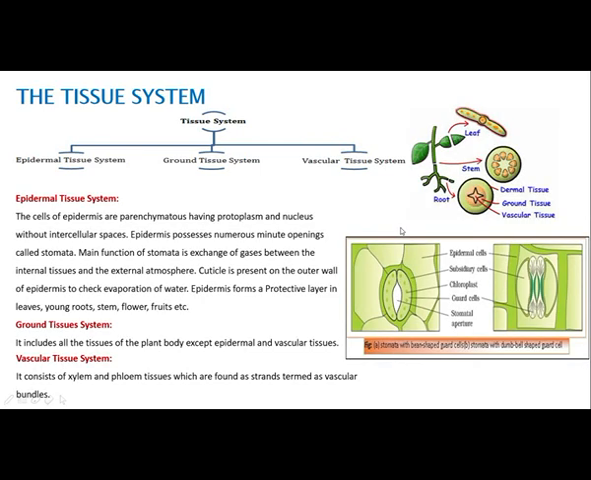Now the epidermal tissue system consists of the epidermis, the cuticle, the stomata, and the epidermal appendages like the trichomes and hairs. Now coming to the first, that is the epidermis. It is the outermost layer of the primary plant body, and these are parenchymatous and single layered. Now remember that the outermost layer of a stem or a leaf is called the epidermis, whereas the outermost layer of a root is the epiblema. So basically both belong to the epidermal tissue system.